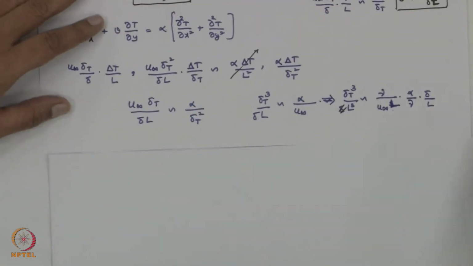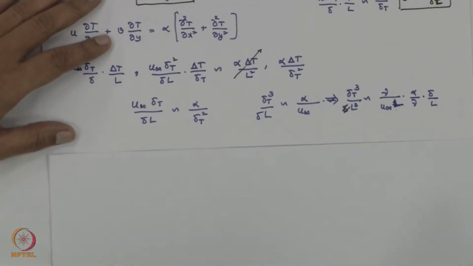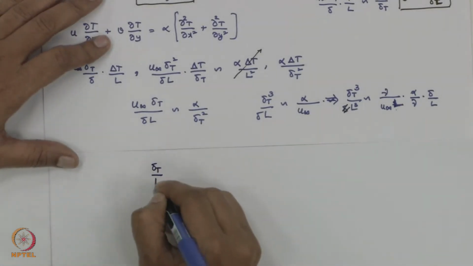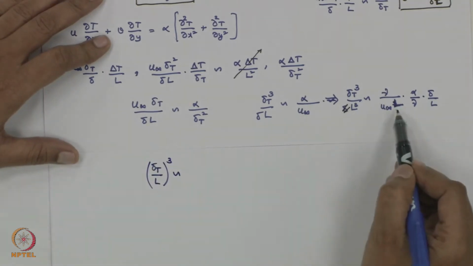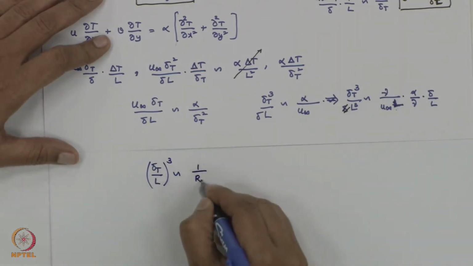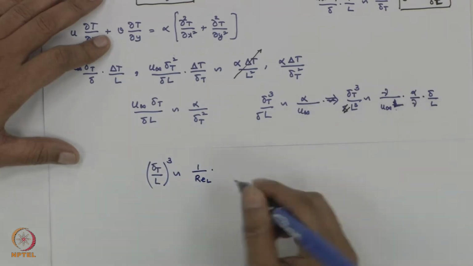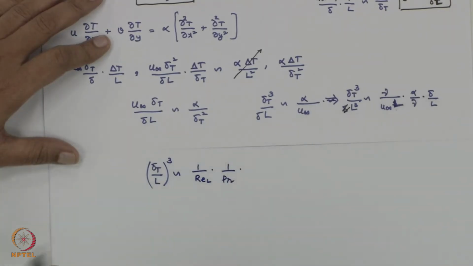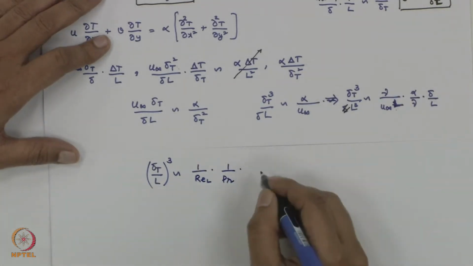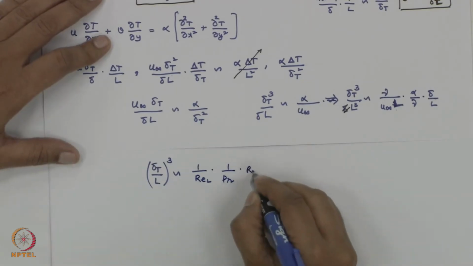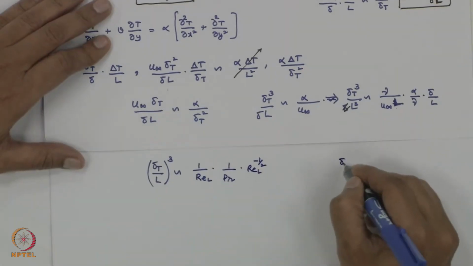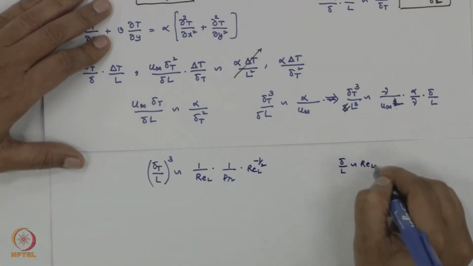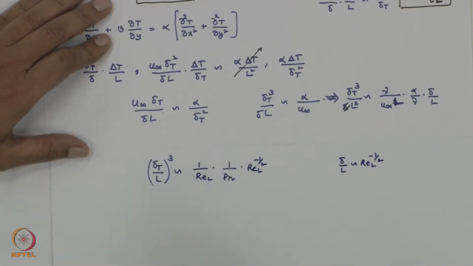So we got del T by L whole cube is of the order of, you see here, nu by U infinity L, which is nothing but 1 upon REL, into alpha by nu, which is 1 upon Prandtl number, and delta by L, which is nothing but REL to the power of minus half. We had derived this just in the last module. Delta by L is of the order of REL to the power of minus half. So that's what I have substituted.